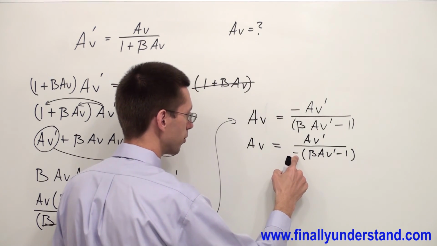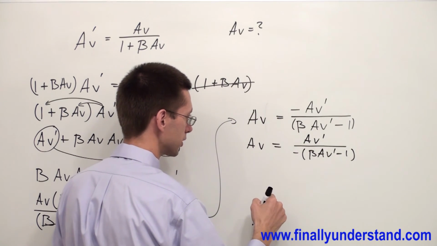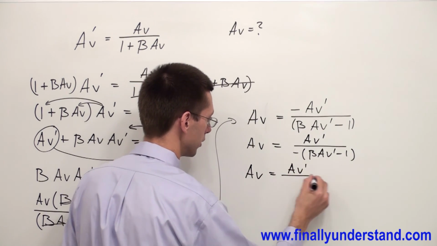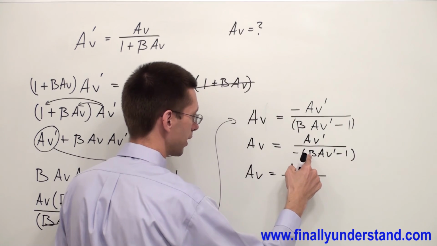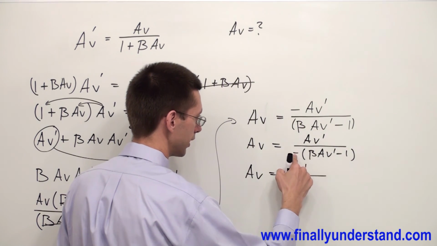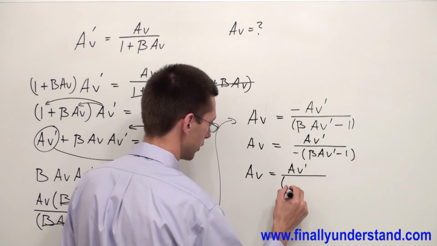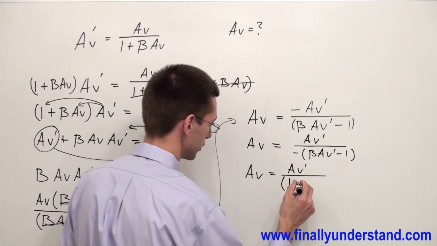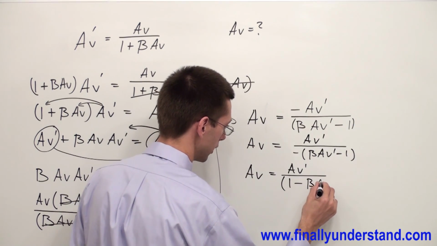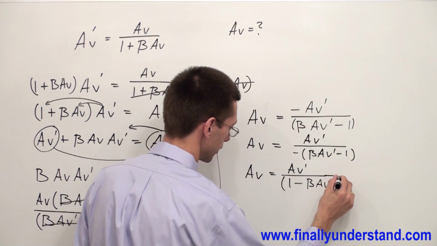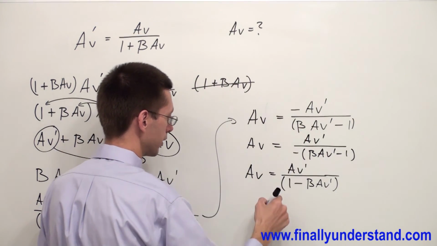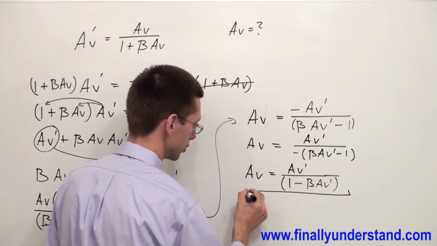Next, I'm going to multiply this negative by every single term inside of the parentheses. That's why I'm going to have AV equals AV prime over negative times beta AV prime becomes negative beta AV prime, and negative times negative gives me positive. That's why my terms in the parentheses are going to look like this: 1 minus beta AV prime. Okay? As you can see, we eliminate the negative from the numerator. So this is the solution to my problem.